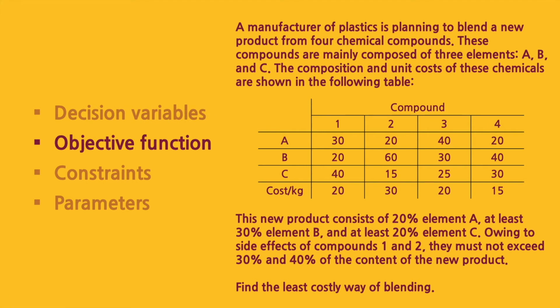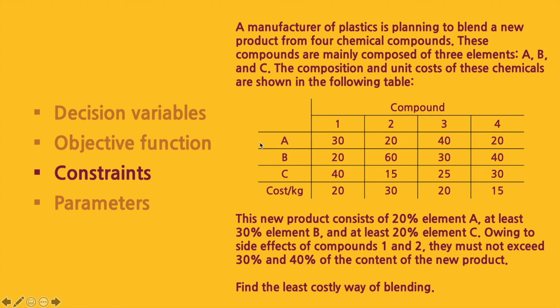Next, objective function is the real valued function whose value is to be either minimized or maximized. And this is written in terms of the decision variables. Here it is really easy to find the objective function because it says find the least costly way of blending. So we want to minimize the total cost of 4 compounds. So the objective function would be the total cost of 4 compounds.